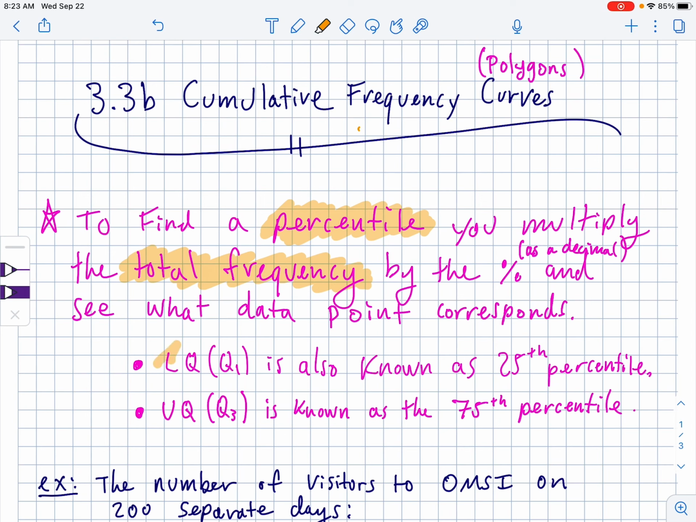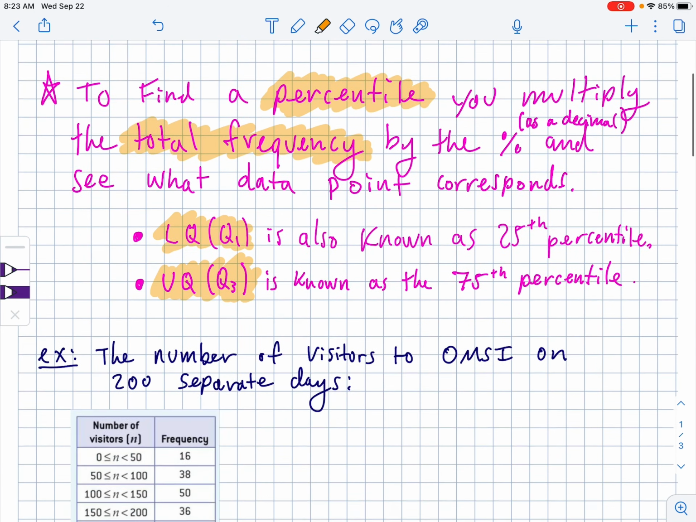Just a heads up that we kind of have done some percentiles already. Like the lower quartile, or Q1, is known as the 25th percentile, because at Q1, like 25% of the data is under that point. Then the median is actually the 50th percentile, and then the upper quartile, or Q3, is known as the 75th percentile, because 75% of the data is underneath that point.